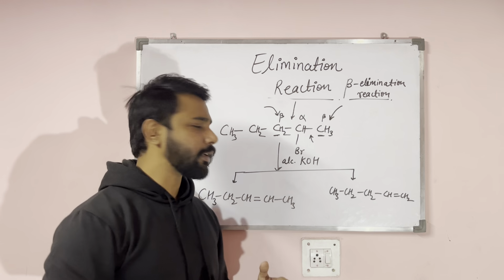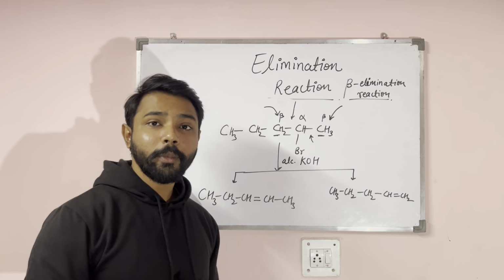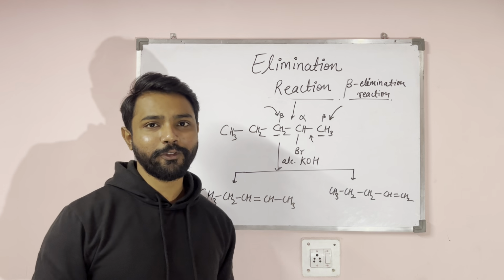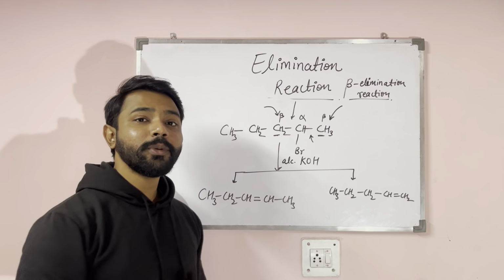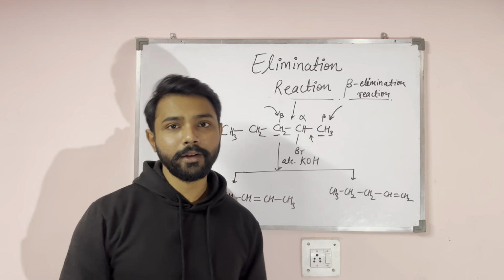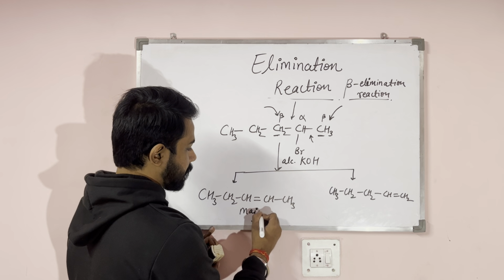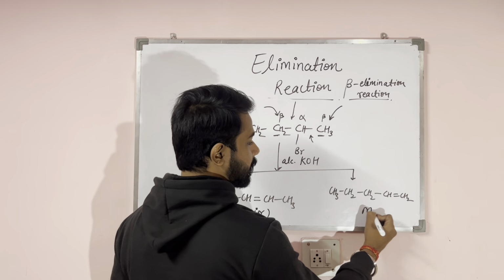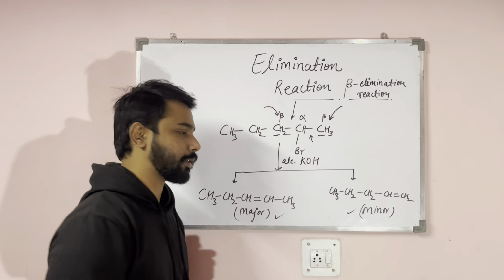Now you might be wondering which compound is actually forming over there, and I will tell you that both of them are forming. So what happens in this situation? Basically, we will get one compound in major and another compound in minor quantity. So this compound will be major, and this will be minor. So we are getting a major product and a minor product.